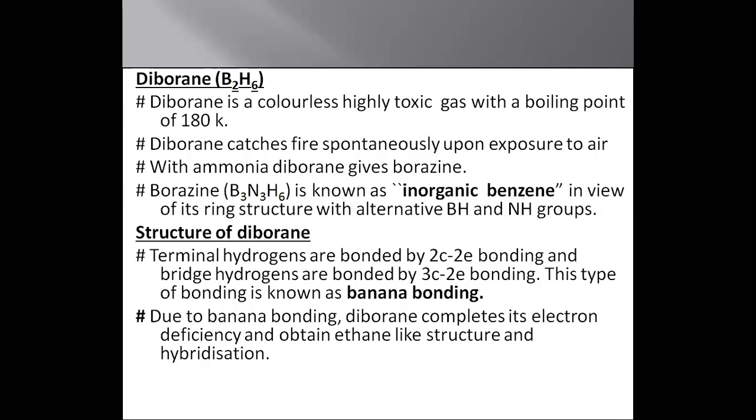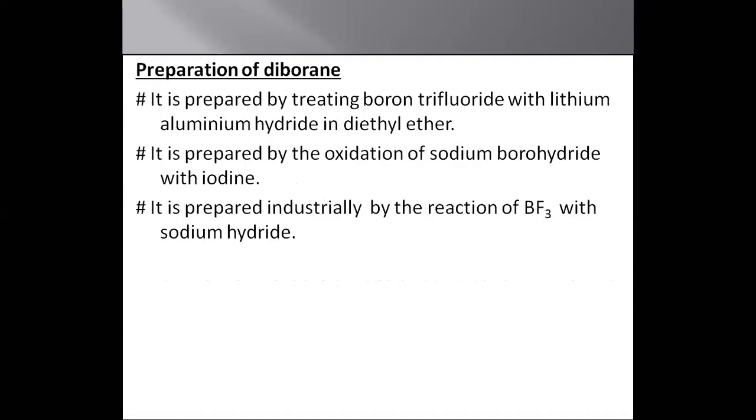Due to this banana bonding formation, diborane completes its electron deficiency. That is, its octet is completed and it obtains a structure exactly like ethane, and exactly the same hybridization as ethane. What is that? sp3 hybridization.